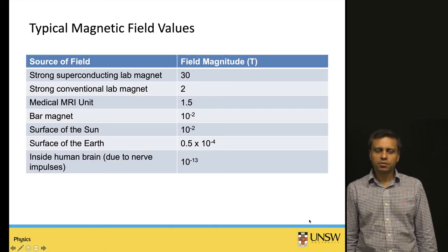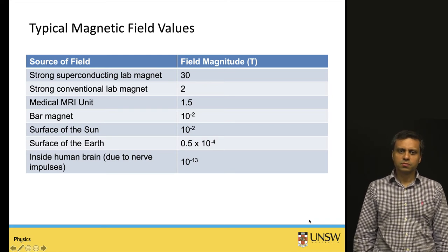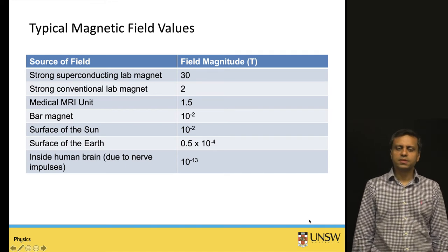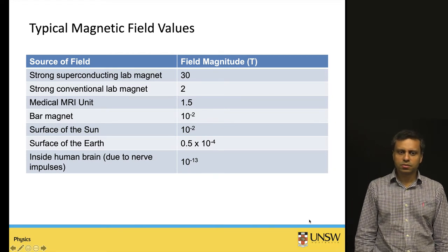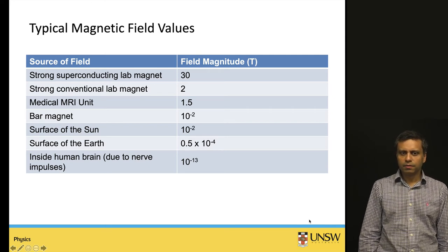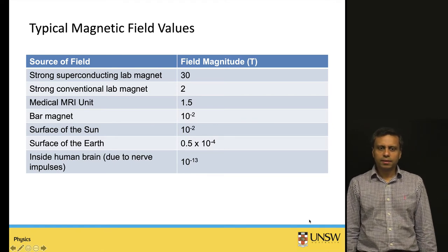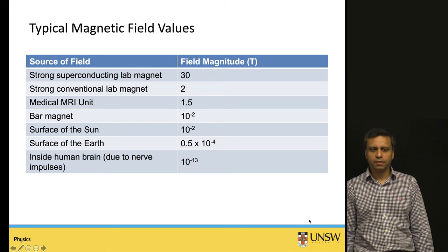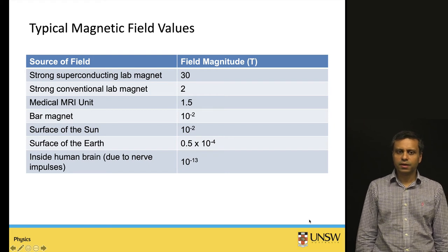Over here, this table shows how to compare different magnetic field strengths, just to give you an idea of what's a strong magnet versus what is a weak magnet. Some of the strongest magnets are superconducting magnets used in physics experiments. In this case, we have shown that this superconducting magnet gives about 30 Tesla of a magnetic field. These days, there are even more powerful superconducting lab magnets. And the conventional lab magnets that we use in physics experiments generate about 2 Tesla of magnetic field. An MRI machine also generates a magnetic field of about 2 Tesla.